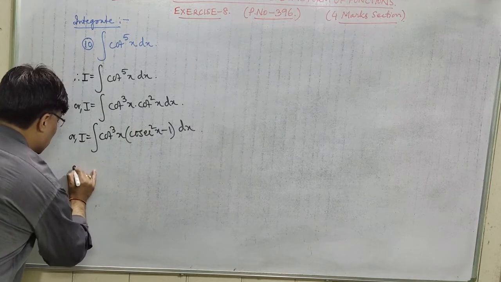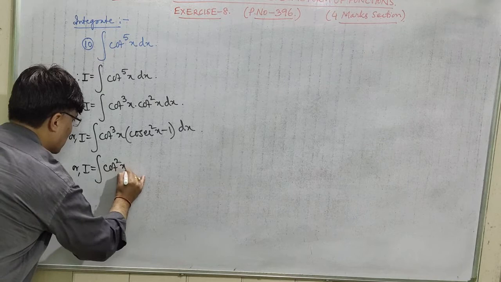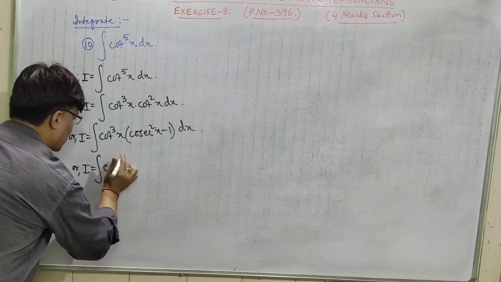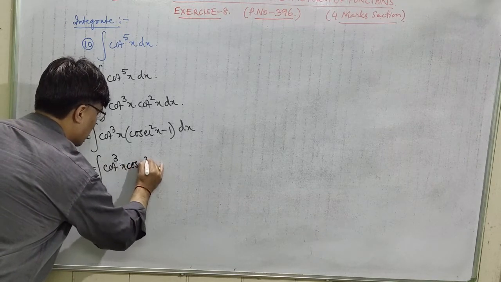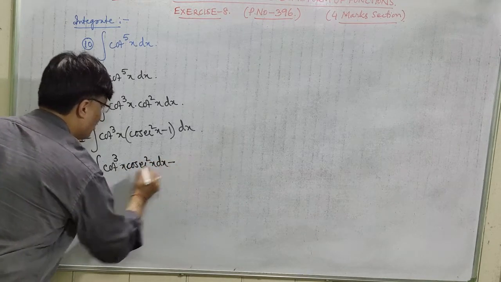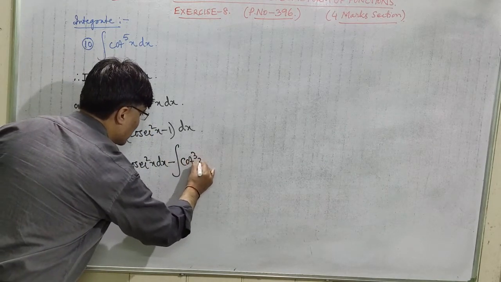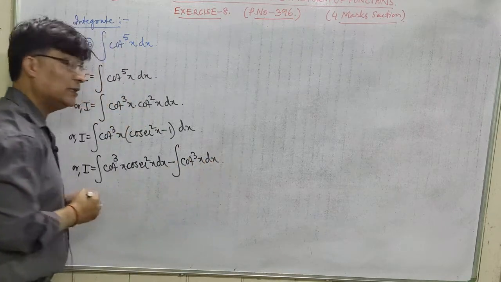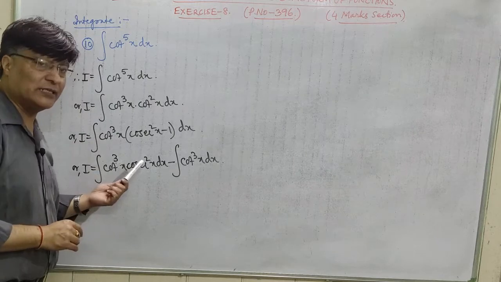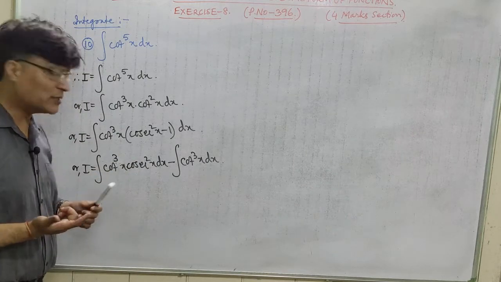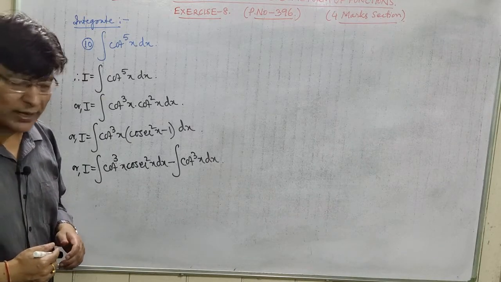Now let us separate the term. Let us multiply and separate: integration of cot cube x cosec square x dx minus integration of cot cube x into 1, which is cot cube x, dx. Is that clear? Let us keep the first term as it is because you can easily integrate it, because the differentiation of cot x is minus cosec square x, right?